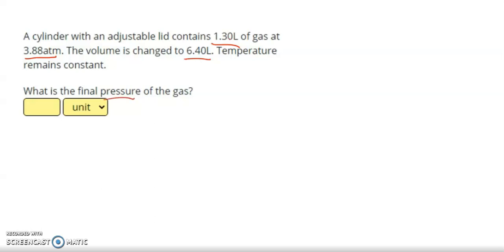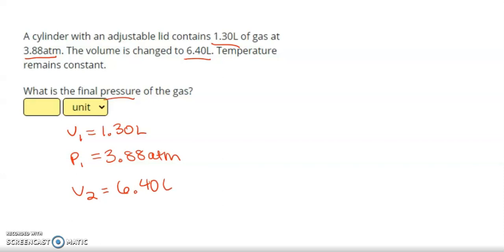Liters tells me that's volume. That's the initial condition. So V1 equals 1.30 liters. ATM tells me that next value is pressure. That's the initial condition. So P1 equals 3.88 atm. Next, I have 6.4 liters. That's a new condition, so that's V2 equals 6.40 liters. And I'm looking for pressure, so P2 is unknown.